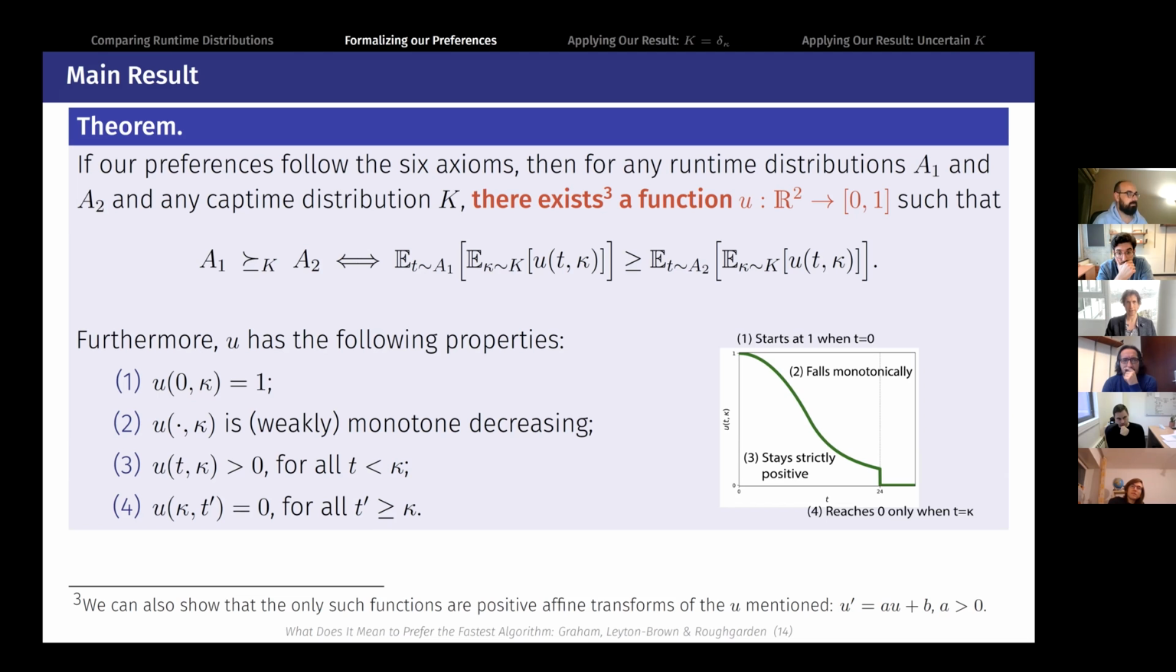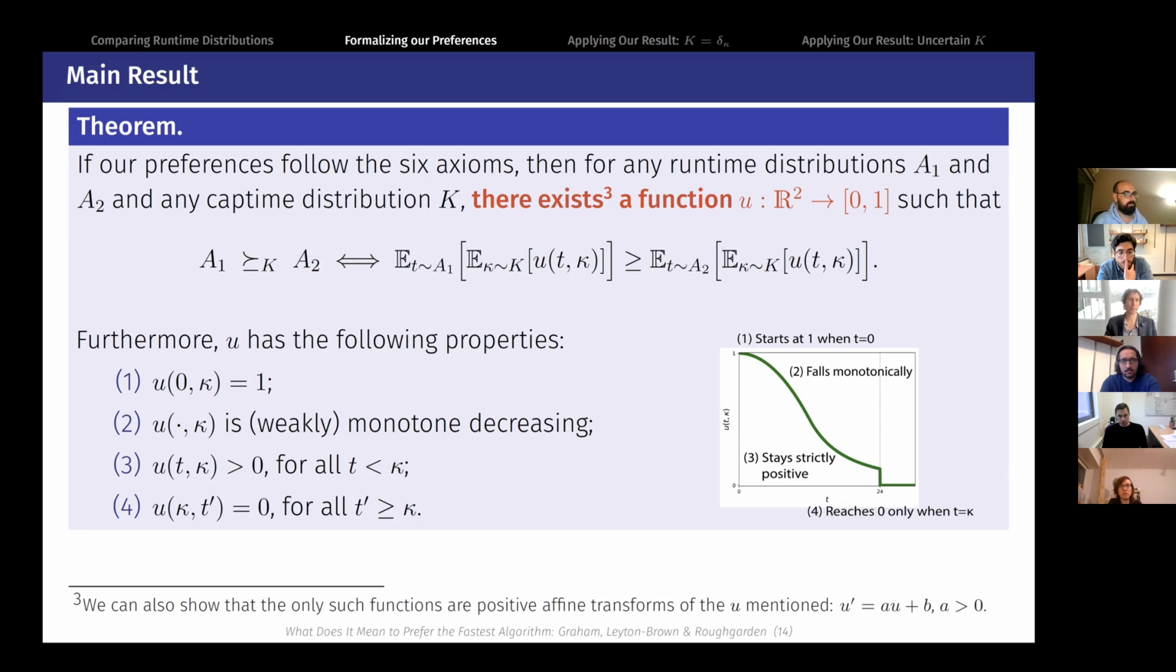So I can look at this function u, I can take its expectations under the runtime distributions and under the cap time distribution, and that's going to tell me exactly which algorithm I prefer. And as I learn different things about the algorithm, that just changes the expectation I have to take. As I learn different things, as I might change the cap time, that again just changes an expectation. This u function can just be left alone.